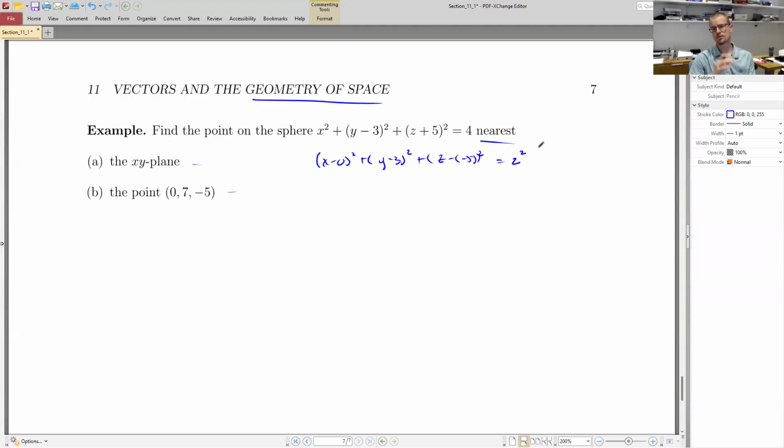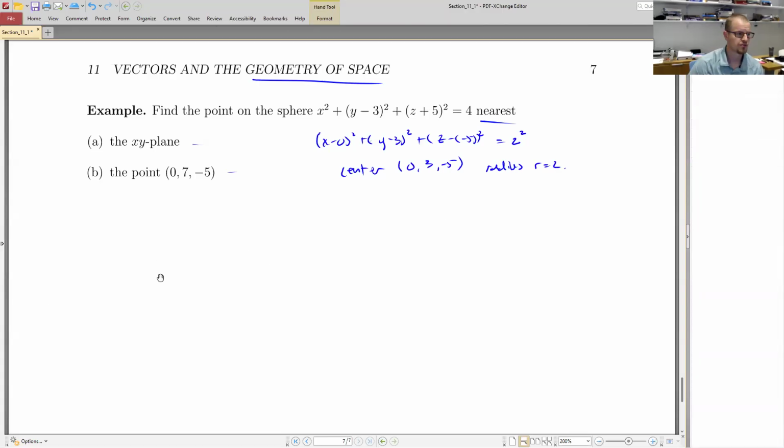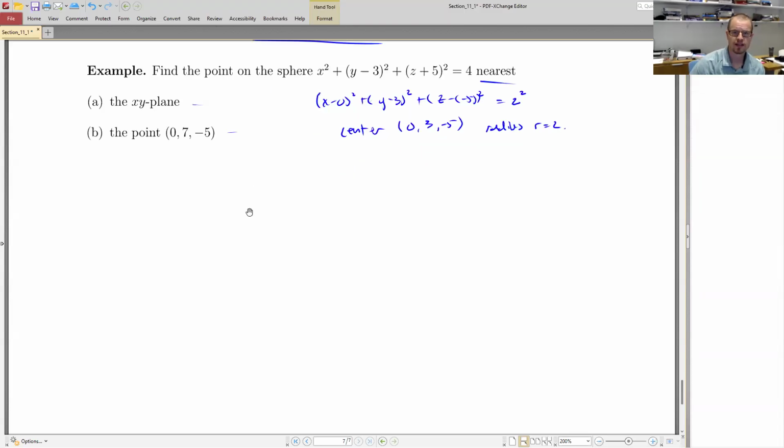So this identifies for me the center, which is 0, positive 3, because it's subtraction there. So 0, positive 3, and negative 5. And we have a radius of 2. So let's go ahead and try to plot these points. Since the center has a z-value of negative 5 and the radius is 2, I know that that's going to be below the xy plane.